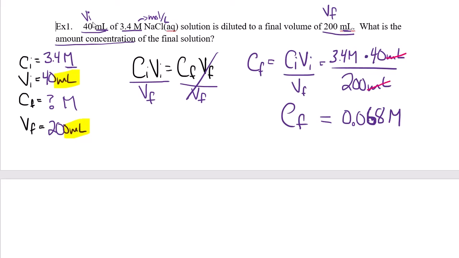I checked my sig digs. I've got 2, 2, 3. So I have to report this to 2 sig digs. These zeros are not significant, so these are. So I already have this to 2 sig digs. That means this is my final answer. So my final concentration of my sodium chloride solution will be 0.068 moles per liter.